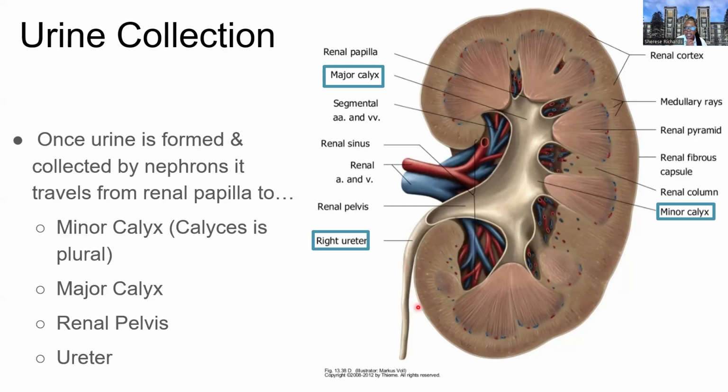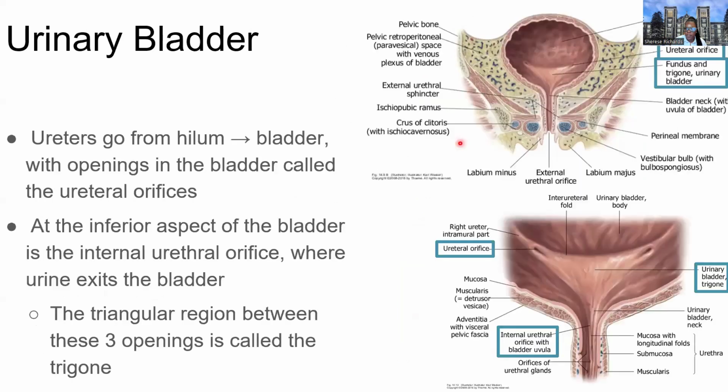So that is the collection pathway. Minor calyx to major calyx to renal pelvis, and then eventually ureter, and then bladder. And that is how we get our filtrate that's made from the nephron, eventually being stored in the bladder. Let's make our way down into the pelvis and talk about the bladder.